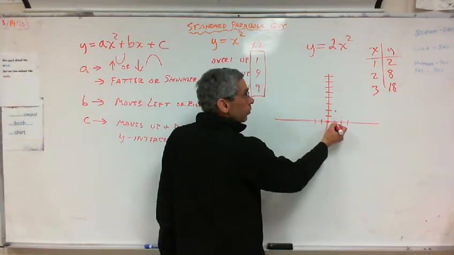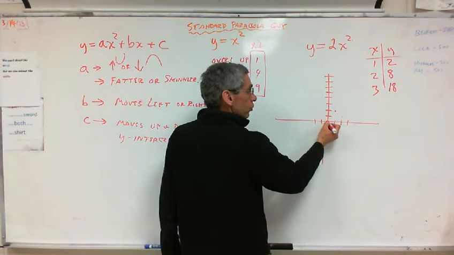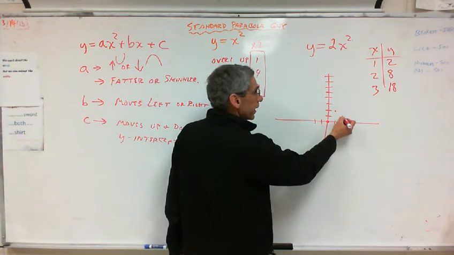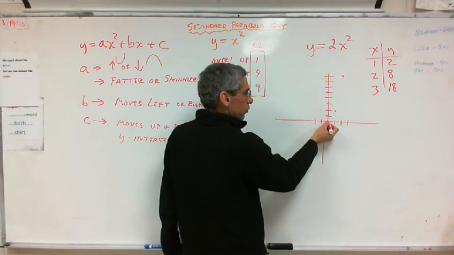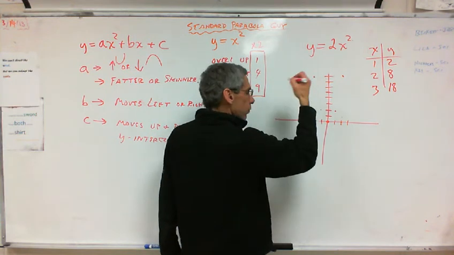So over 1, up 1 times 2 is 2. Over 2, up 4 times 2 is 8. Right? Over 1, up 2. Over 2, up 4, I mean 8. 4 times 2 is 8.